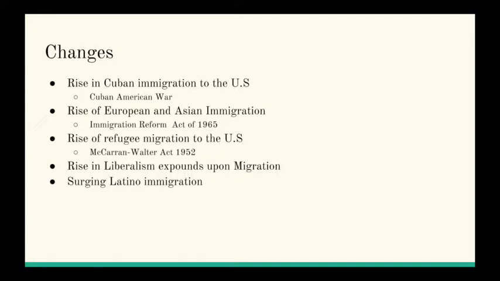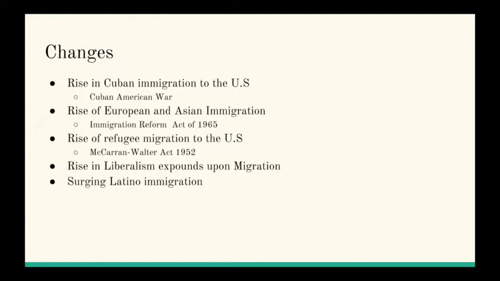We can also see a rise of European and Asian immigration due to the Immigration Reform Act of 1965 that lifted the national quotas imposed on immigration policy in 1924 and opened immigration to large areas of the world that had previously been restricted. 90% of immigrants to the United States came from Europe, and it had a profound impact upon Asian immigration.